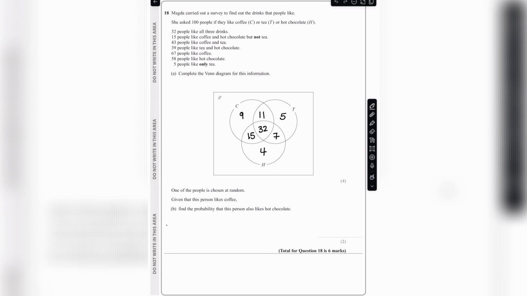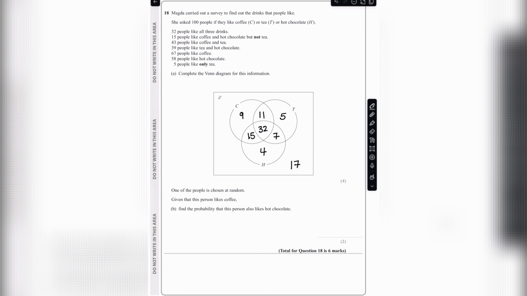And after adding all the values in our Venn diagram, we get an answer of 83. However, Magda asked 100 people if they liked either coffee, tea or hot chocolate, so we need to subtract 83 from 100, and that gives us a value of 17, which goes outside. And that is the Venn diagram for this information.